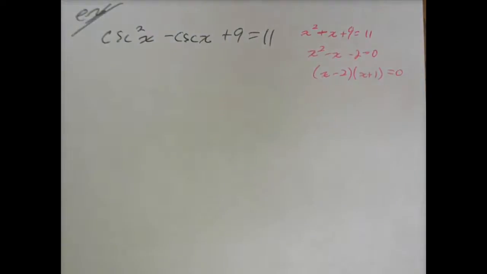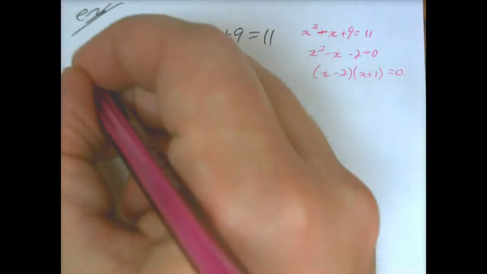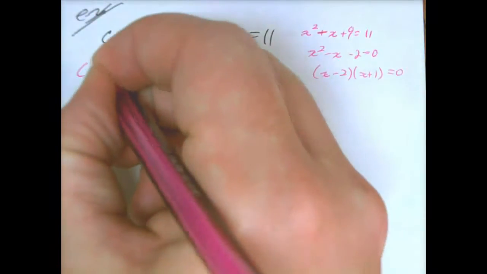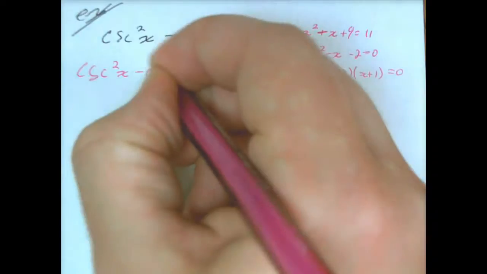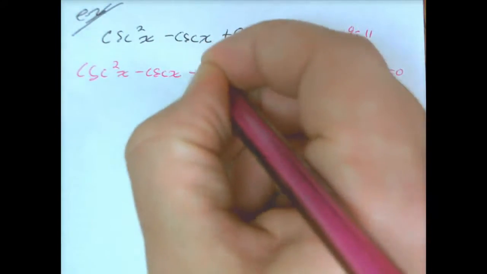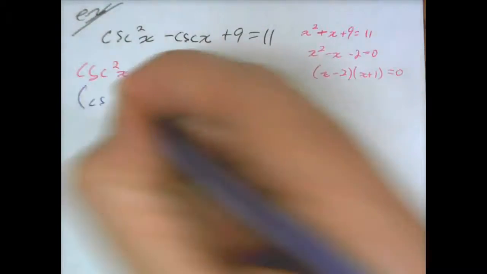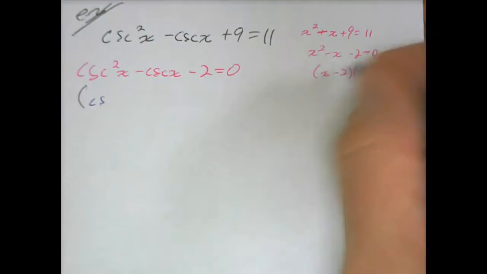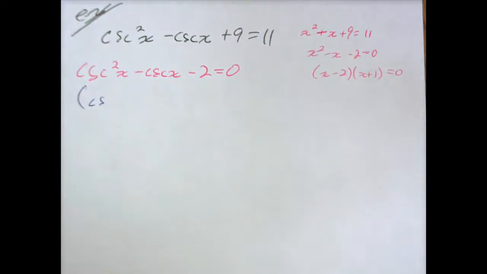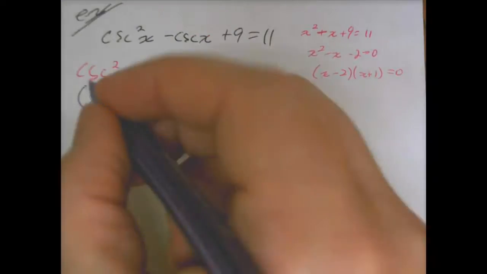Well, it's going to be the same thing. It's just cosecant instead of an x. It's still treated like a variable. So if I have cosecant squared x minus cosecant x minus 2 equals 0, this will factor the same way that I actually did. So if you want, this could be a useful strategy. Change everything in terms of x, but be careful if you have different trig functions.